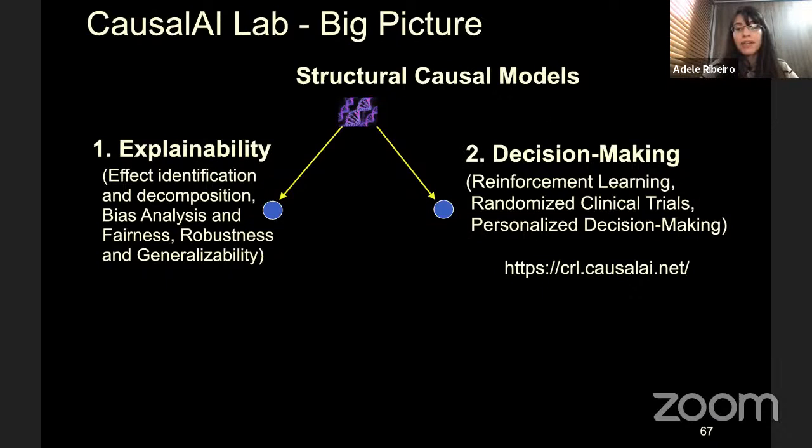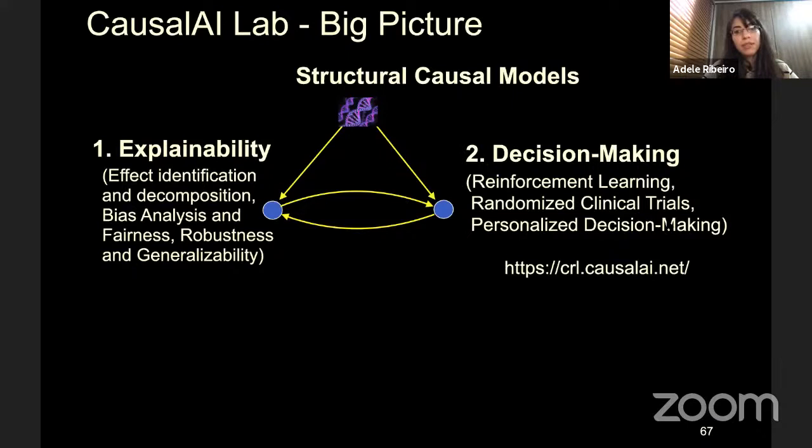we are able to run experiments. So we have access to the environment. So this is not using observational data. Usually you can have an online approach to run experiments or to do reinforcement learning, to make some decisions. And obviously there is an interaction here between explainability and having the description of the underlying system. And this is helping to do decision-making as well.